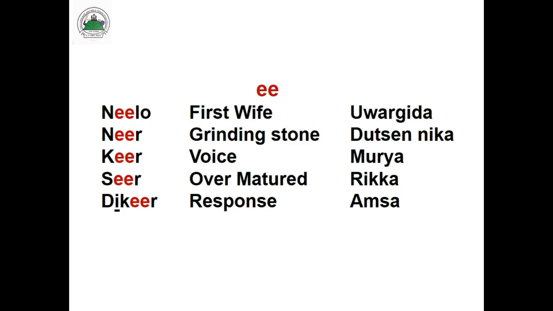Then the next example is Ker. It is pronounced Ker, which means voice in English, muria in Hausa. Another example is Ser. It is pronounced Ser, which means over matured in English, rika in Hausa. And the last example there is Diker. It is pronounced Diker, which means response in English, amsa in Hausa.